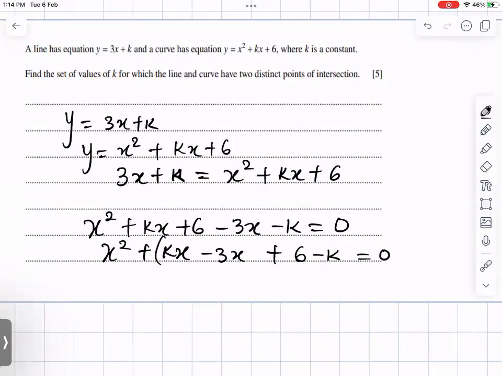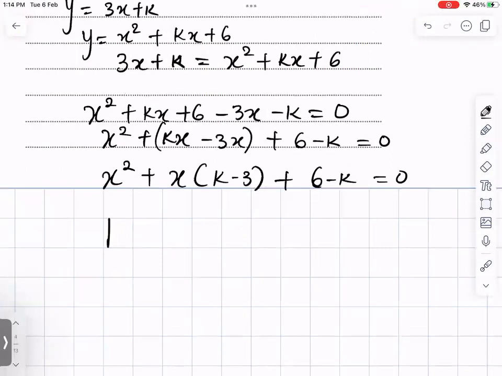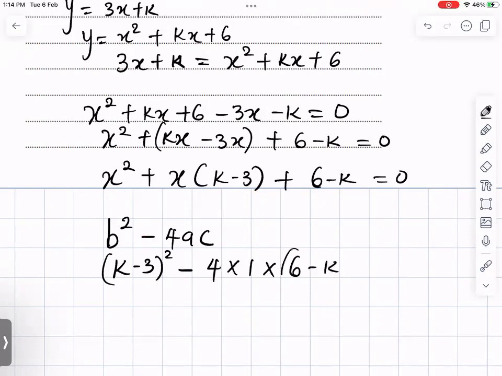Here I factorize this expression to give me x squared plus, what is common there is x, (k minus 2) plus 6 minus k equals 0. So using my quadratic formula of b squared minus 4ac, where my b is this guy here, and this is my c, and this is my a. So the coefficient b there is (k minus 3) squared minus 4, a is 1, and our c is 6 minus k.